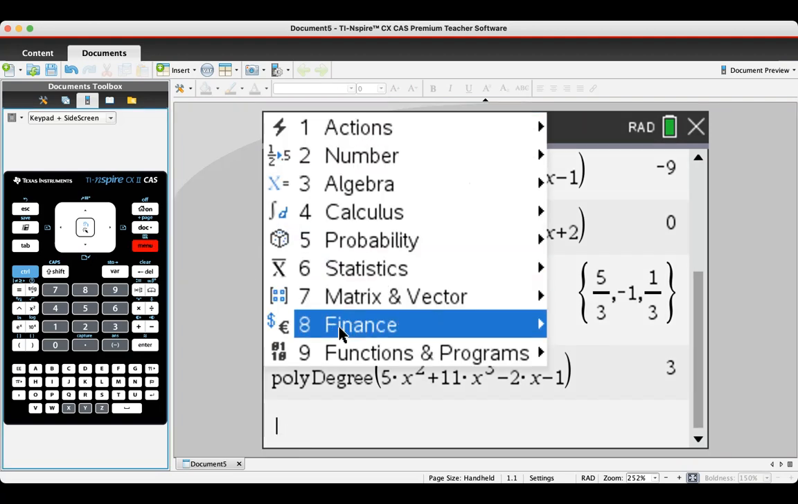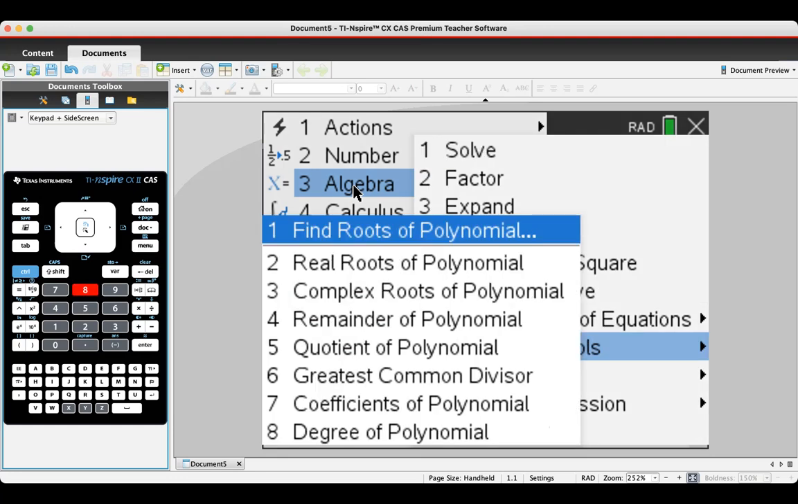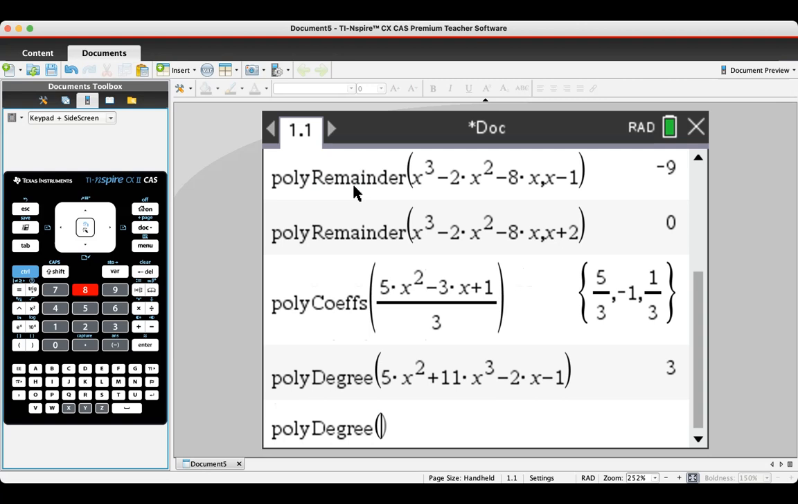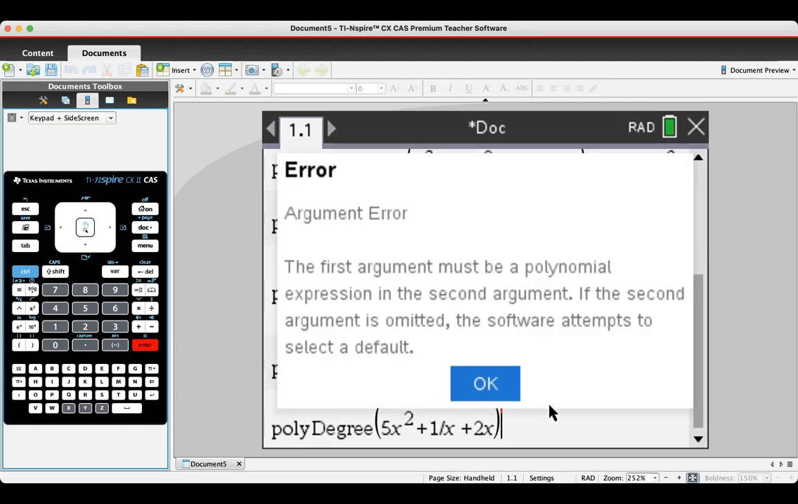The other thing it's a good confirmation for is, if I go to 3 for algebra, 8 for polynomial tools, 8 for degree of polynomial, and if you're given something like this in your exam or test, like that. So there's a 1 on x there, can you see that? And I press return. You get an argument error.